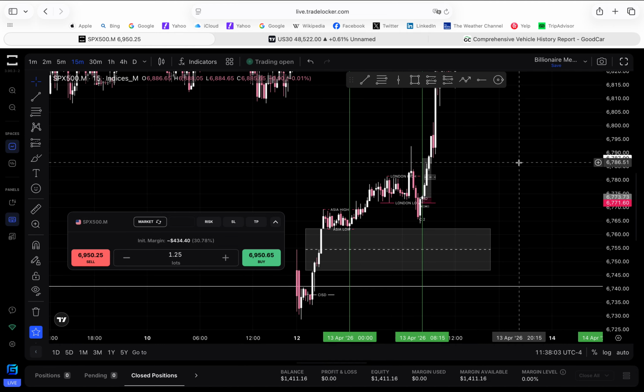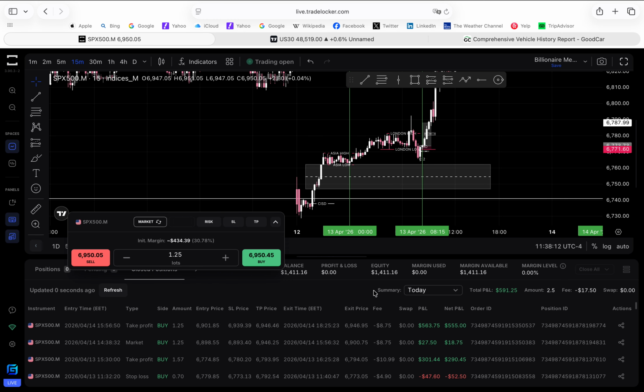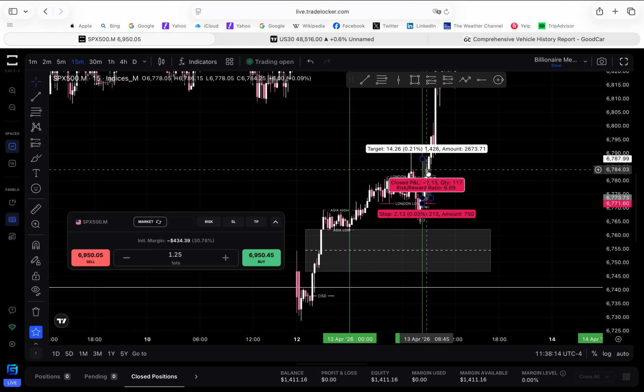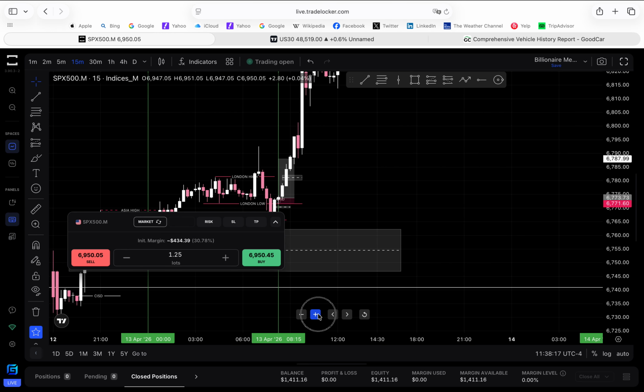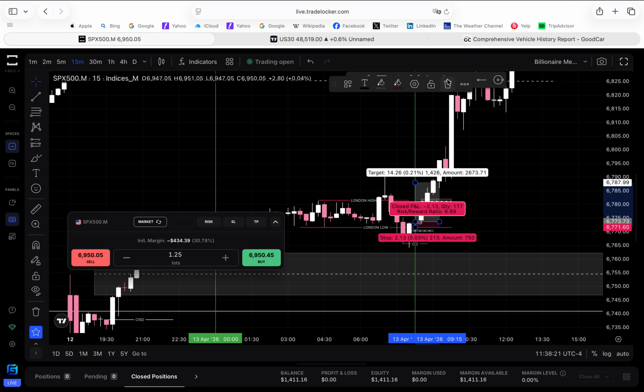So I believe I made, well, no, I made $301.44, risking $50 on this trade right here. It was a 6-to-1. So I'm basically about to break down what I did to take this trade right here.